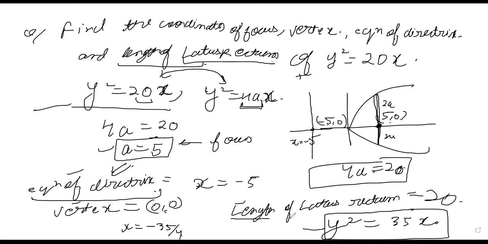And what would be the length of the latus rectum? The length of the latus rectum would be 4 into a. See, the latus rectum is 4a. It would be 35. We just compare 4a with this. This will be 35. So here 20 is the latus rectum, here 35 is the latus rectum. Anything which is the coefficient of x will be the latus rectum. Yes. Okay.